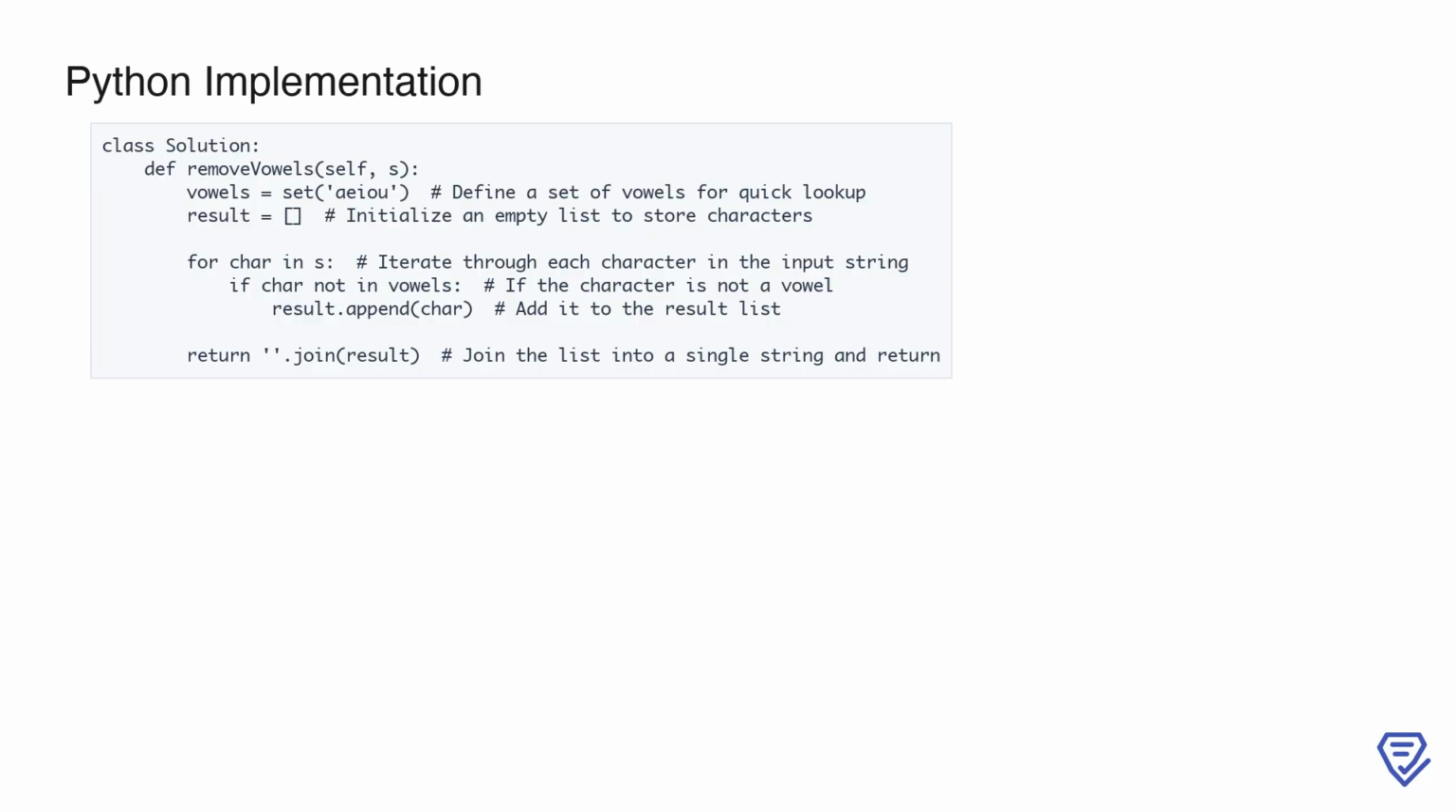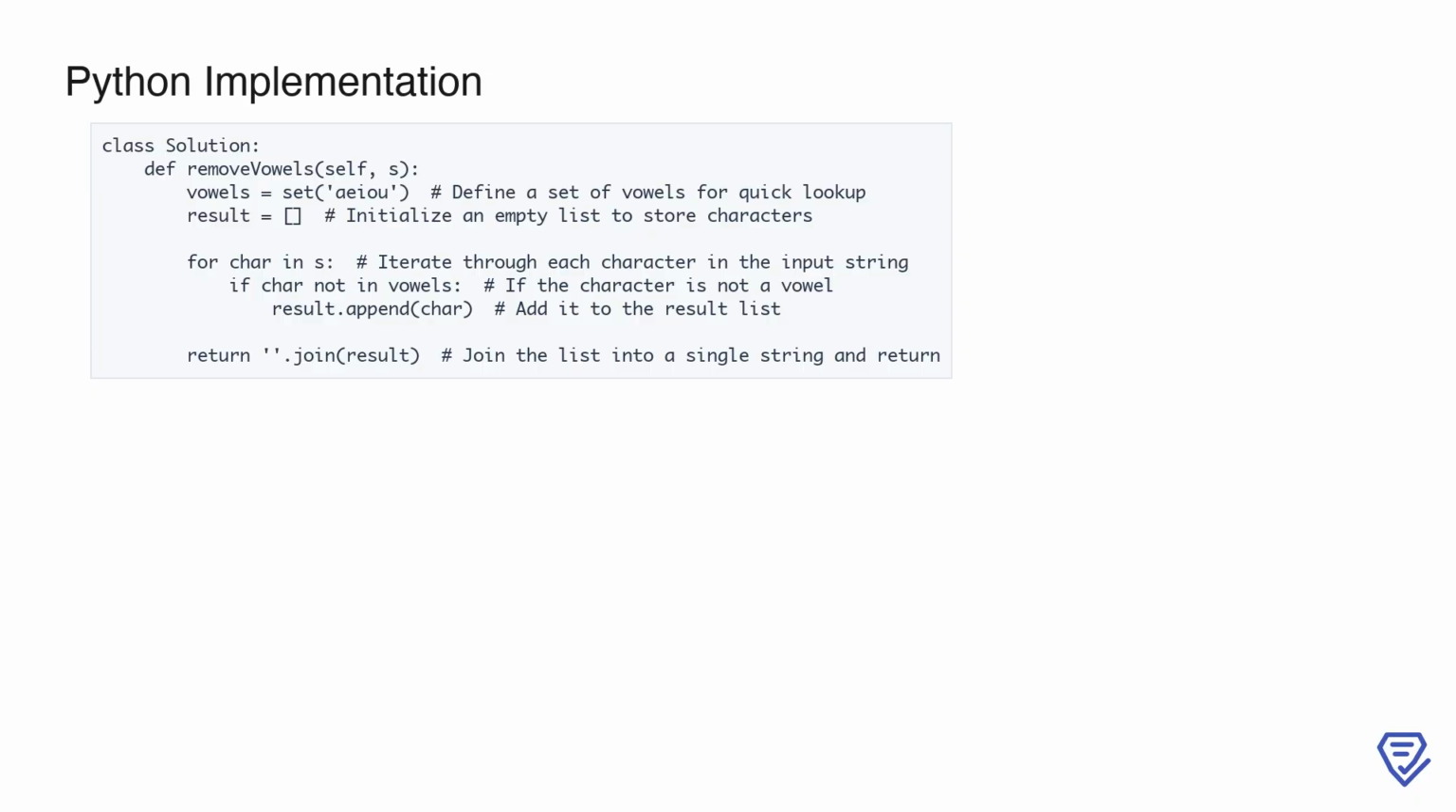4. Join and return the result. Once the loop completes, the result list contains all the non-vowel characters of the original string. We use the join method to concatenate these characters into a single string, which is returned as the final output. Edge cases handled.